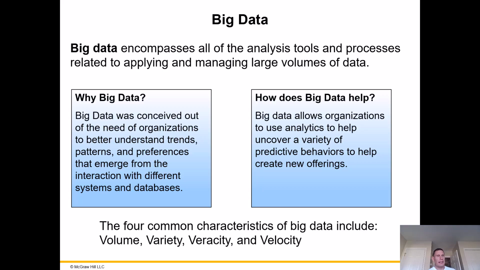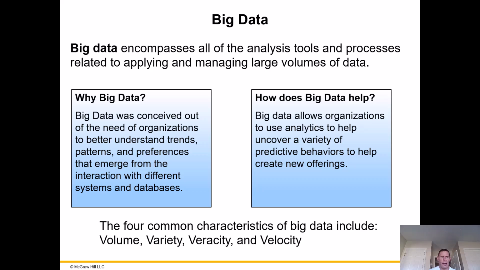So what is big data? That's a term that we hear a lot of these days. Big data encompasses all of the analysis tools and processes related to applying and managing large volumes of data. So why big data? Big data was conceived out of the need of organizations to better understand trends, patterns, and preferences that emerge from the interaction with different systems and databases.